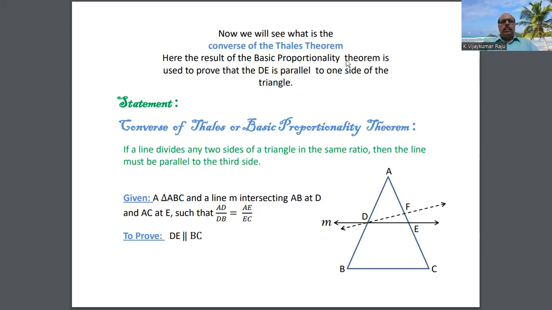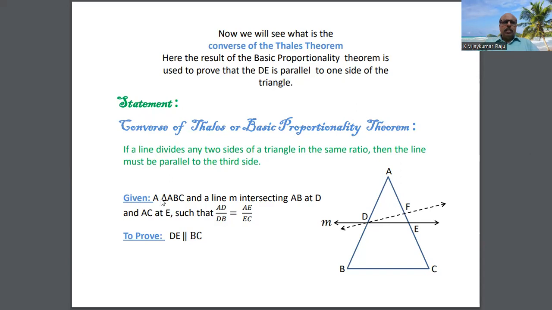In what we did while proving the basic proportionality theorem, we had taken DE parallel to one side and we proved the ratios equal. In the converse, we will take the ratios as given and prove that it is parallel. Okay, so what should be the statement? The statement of the converse of Thales or basic proportionality theorem is, if a line divides any two sides of a triangle in the same ratio, then the line must be parallel to the third side.